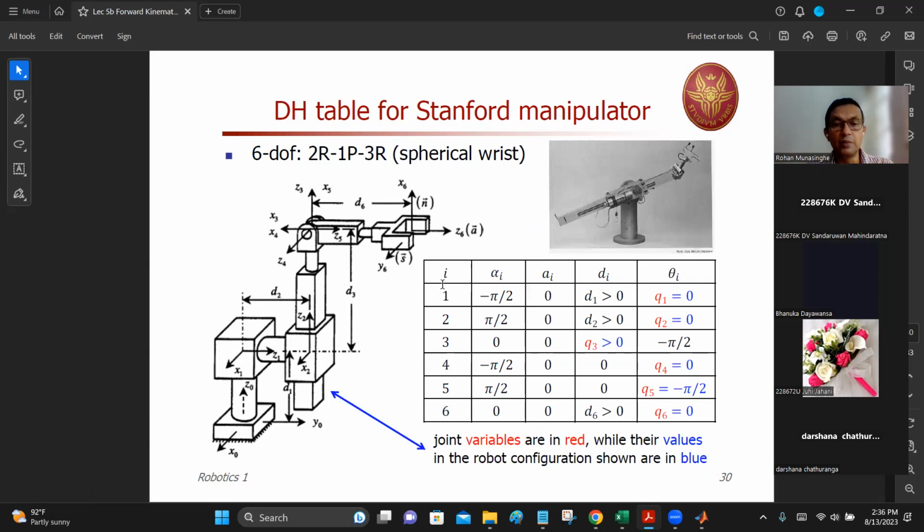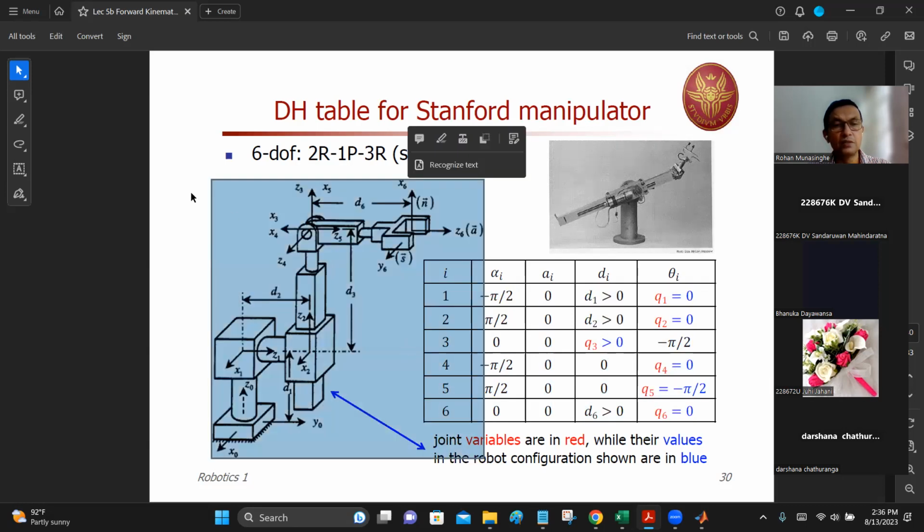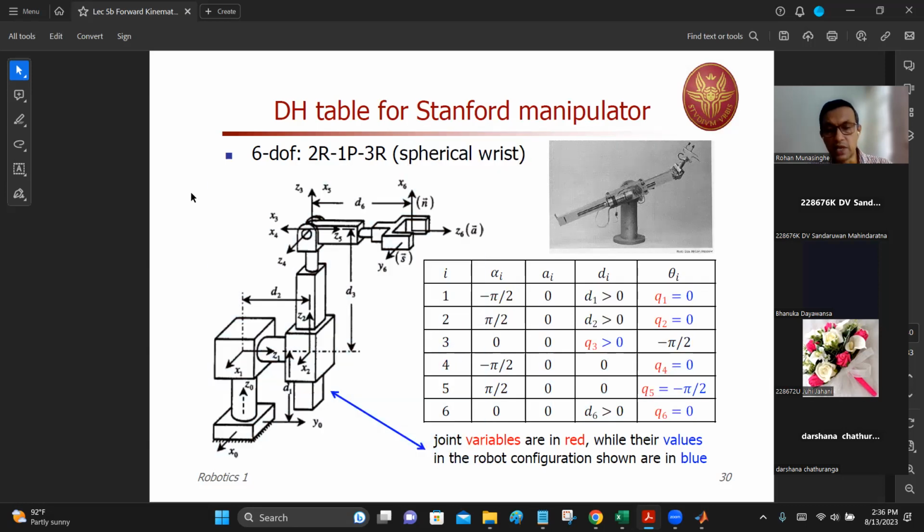So this is the DH table of the Stanford Scheinman arm. Please study this at home. Make sure whether all of these numbers are correct, because these are Professor Alessandro's numbers. Check whether they are all correct. I hope they are correct. And if there's any difference, let me know next time, so that we can look at it in detail.